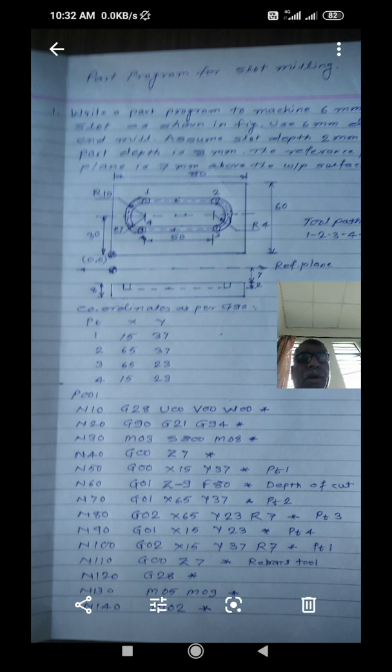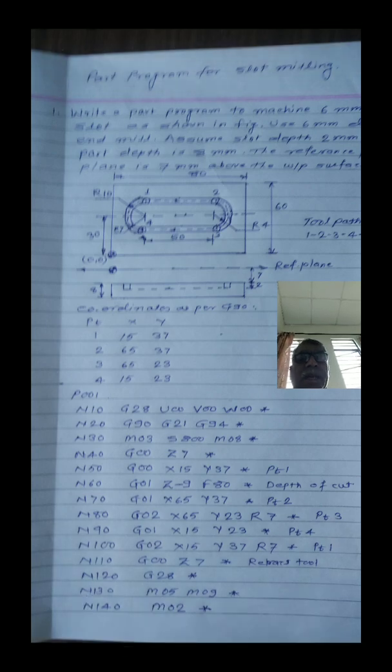P001 is a program number. First block N10 G28 U00 V00 W00, end of the block, that is machine home position. Then N20 G90 G21 G94. G90 means absolute coordinate measuring system. G21, all the dimensions are in metric system. G94, feed rate in millimeter per minute.